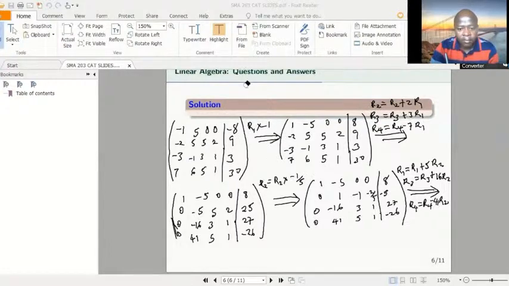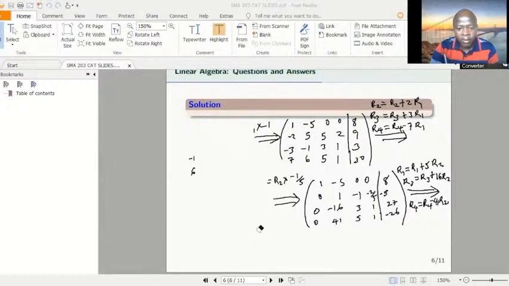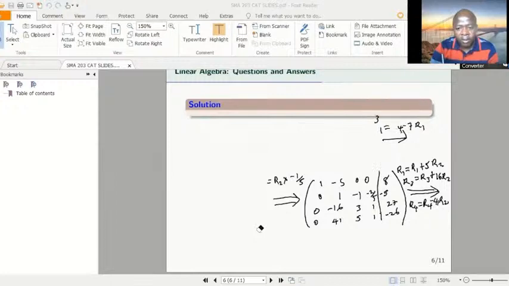Let me just create some space here. Let me delete the rest so that I'm only left with the matrix that I'm using. I do not require this, I've already used it. So let me delete this so that I'm only left with the one I'm using. So this is the matrix that I'm using.